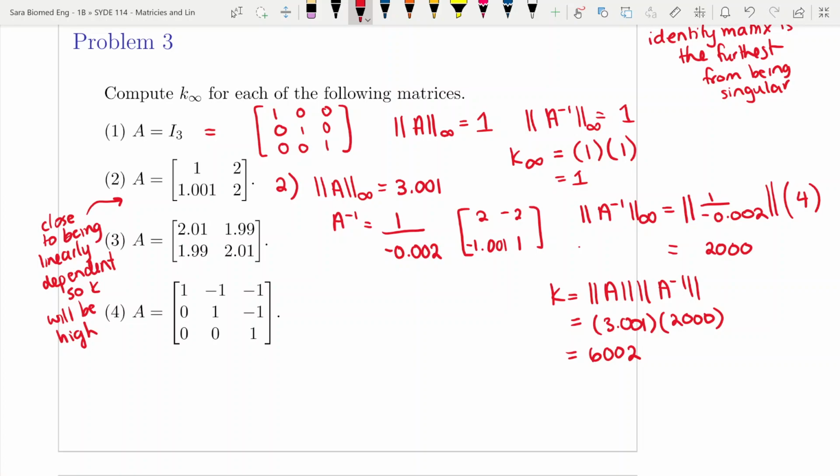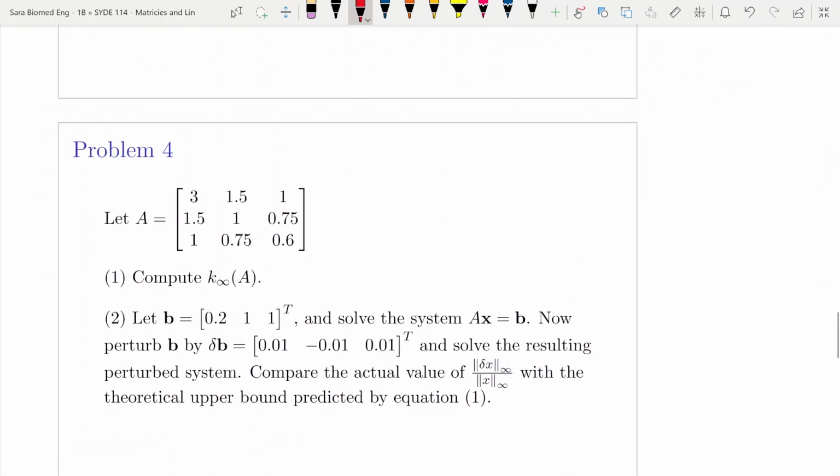Okay, now we know about condition number. Now we're going to talk about numerical errors, and how the condition number tells us how sensitive a matrix is. Basically, if you have a higher k value for a matrix, that means this matrix is very close to singular, and that means it's going to be very sensitive to noise. If you perturb A a little bit, you might get a whole new x value because it's sensitive. Okay, let's do this question.